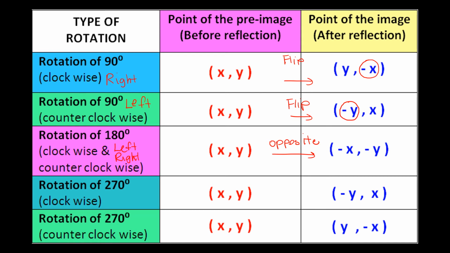Rotating 270 degrees clockwise, remember clockwise is going to the right. I am flipping my coordinates and my y becomes opposite. And then rotating 270 degrees counterclockwise means I'm going to the left. Once again, I flip and my x coordinate becomes opposite.